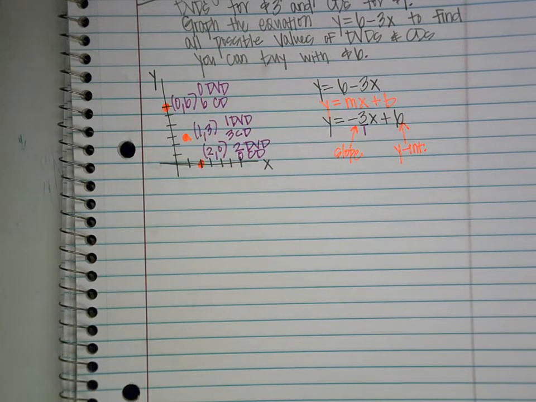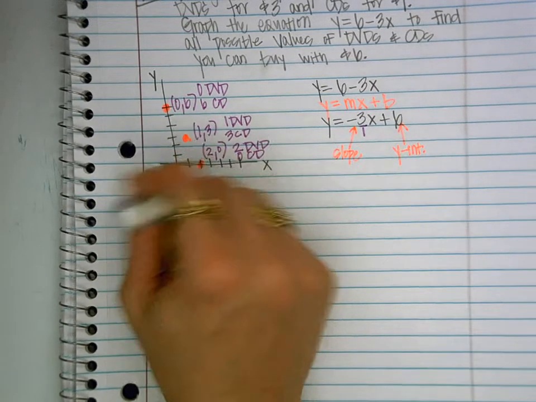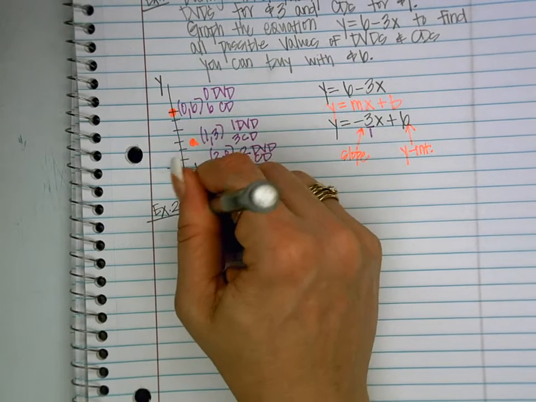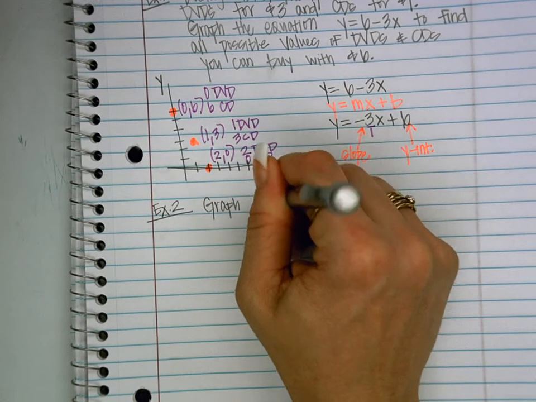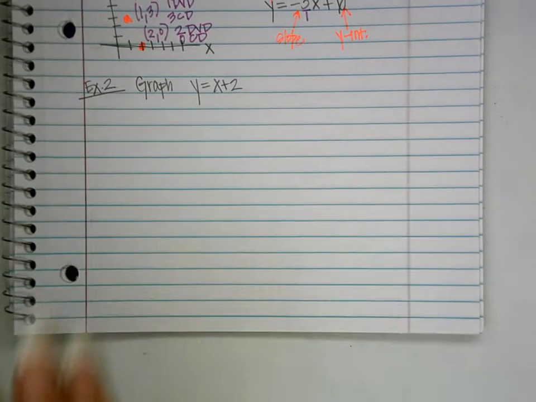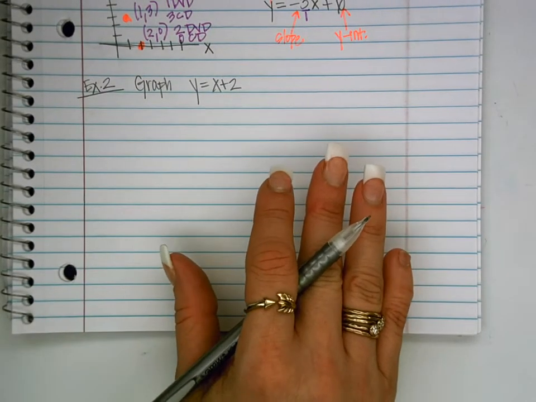So we're going to do a couple more, so don't worry about it too much. Next thing I'd like you to do, for example number 2, is graph y equals x plus 2. Graph y equals x plus 2.